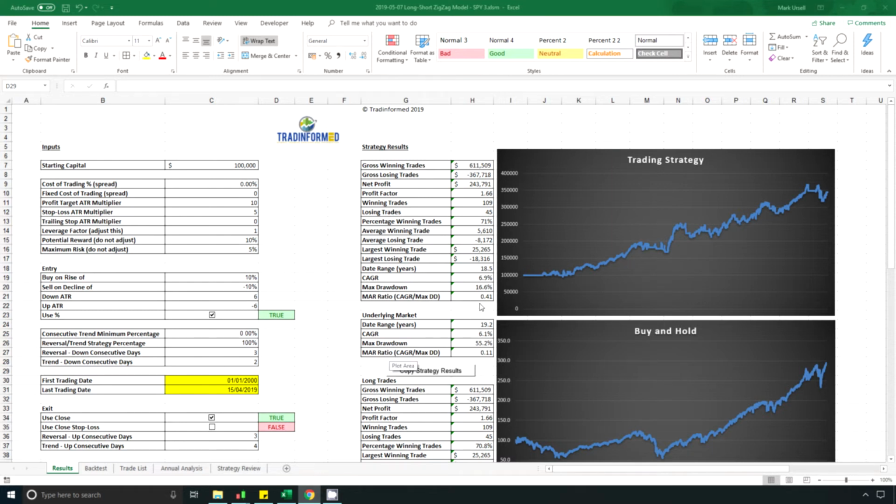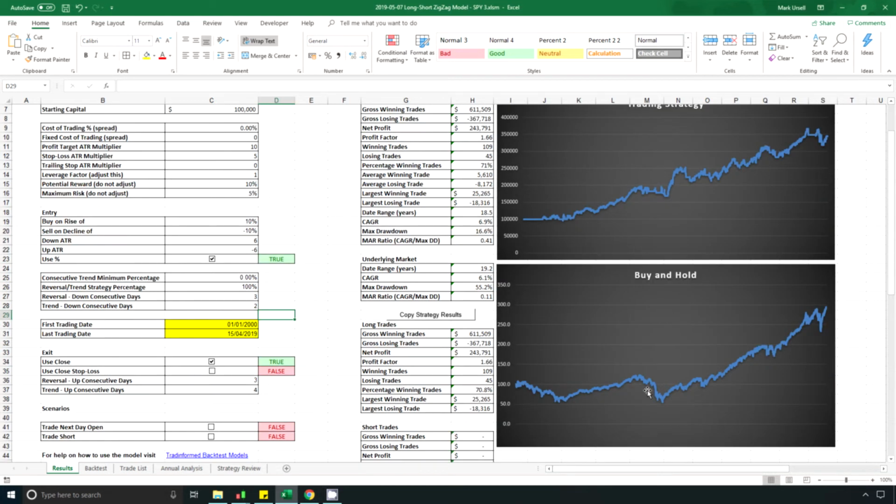And we can see that in this strategy, even though the compound annual growth rate is similar to the underlying market over time, the MAR ratio, which takes into account drawdown, is actually showing that the strategy is 4 times better. We can see that we've got a 55% drawdown here, which had occurred during the financial crisis, and a much lower maximum drawdown here.